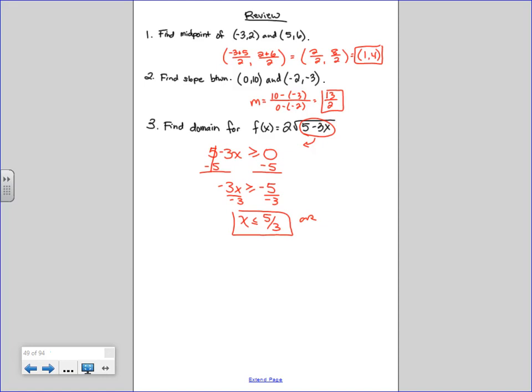Isn't it like X... Oh, that's the brackets and stuff. Okay. So you know it has to be greater than or equal to 5/3. So it starts at 5/3. What's on the left? What's on the right? Oh, it's right here.